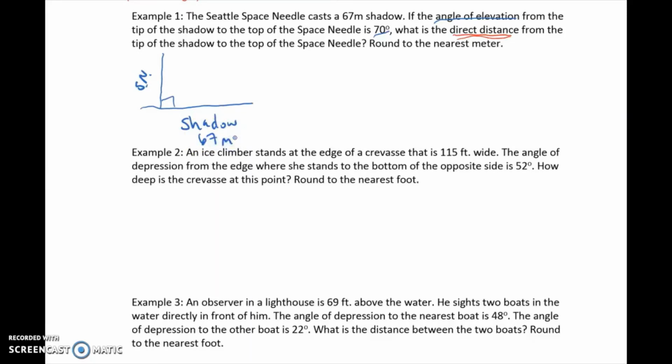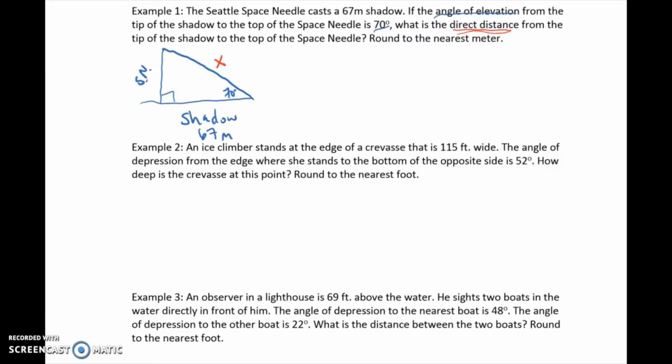We have an angle of elevation going from the tip of the shadow to the top of the Space Needle. So that's telling me my line of sight goes from the end of my shadow to the top of the tower, and that angle is 70 degrees. So there is my picture. What we want to do is calculate the direct distance from the tip of the shadow to the top of the needle. That means directly from the tip of the shadow to the top of the needle. What is that? We're looking for that hypotenuse. So there's x. And once we have our picture, then it's just a matter of what are we going to do, sine, cosine, or tangent, because we're dealing with these right angles, right? So what do you think we're going to do to find x using 70 degrees and the 67 meters?